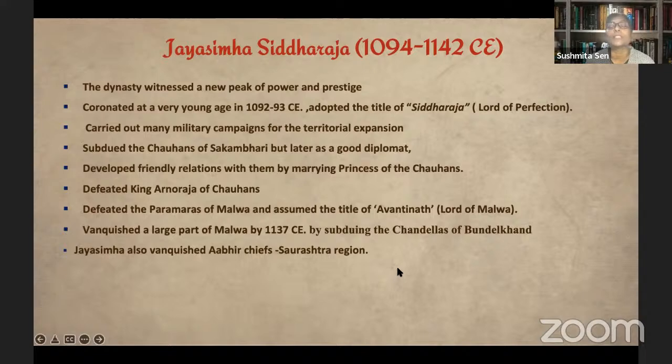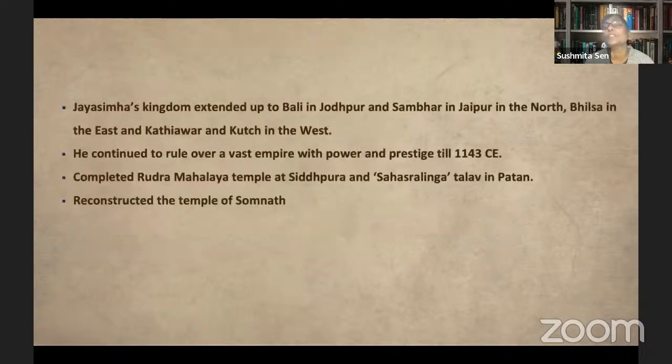Jaisimha also vanquished the Abhira chief in the Saurashtra region. Now it was a glorious period for the Solankis, and he was able to extend his empire till Jodhpur in the north, Bhilsa in the east, and Kutch in the west, and he continued to rule over a very vast empire with power and prestige till 1143. He completed the Rudra Mahadev Mahalaya temple, which was started by Mula Raja I at Siddhpur, and also built the Sahasra Linga Talav at Patan. He reconstructed the temple of Somnath. He was an ardent follower of Shaivism.